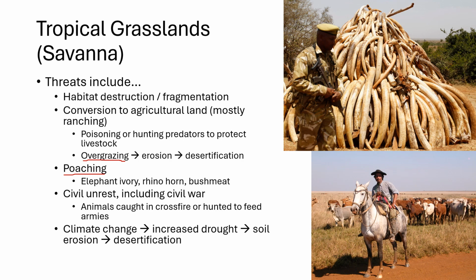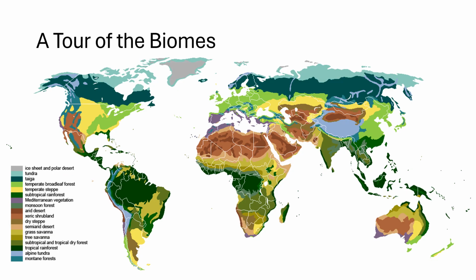And then climate change, increasing drought, which increases soil erosion, which also can lead to desertification. So again, moving out from the equator, we have our grass savanna and tree savanna in this image. And we see that as we move from the equator, tropical rainforest to tropical dry forest to savanna. Now that's not going to be the same everywhere, right? East Africa is a little bit different, but focus on West Africa, where we start with rainforest to dry forest to savanna.